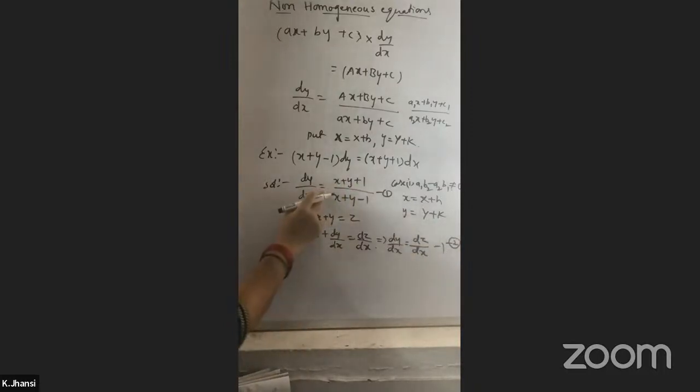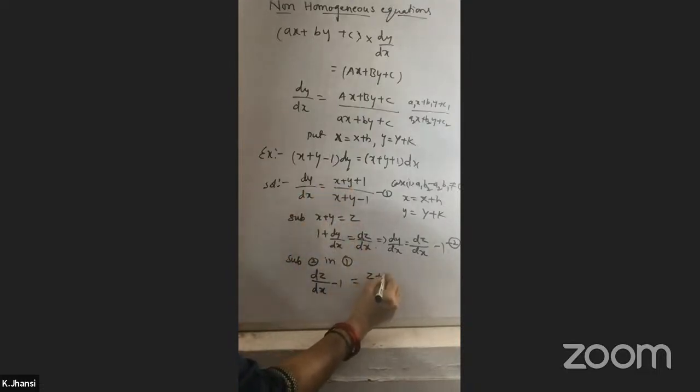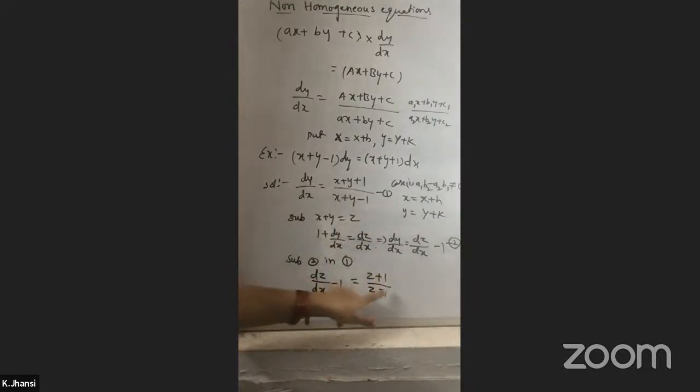So this you can take as equation 1 and this is equation 2. Now substitute 2 in 1. When you substitute, dy by dx value is dz by dx minus 1 equals x plus y over x minus y, what we have taken as z, so it is z plus 1 by z minus 1. Now whatever the equation is there is converted into the z variable. Here z is the independent variable and x is the dependent variable. In homogeneous, you will convert it into v, no? Here also same, like that only z.